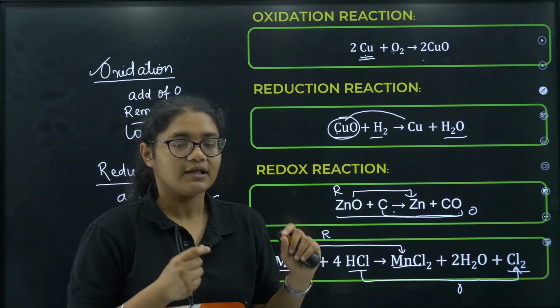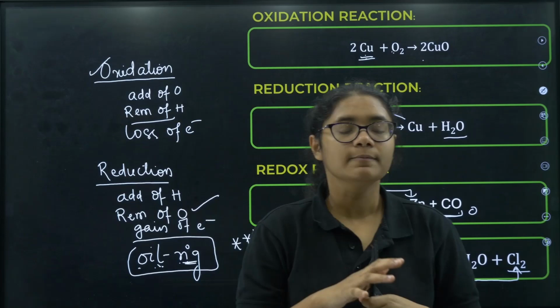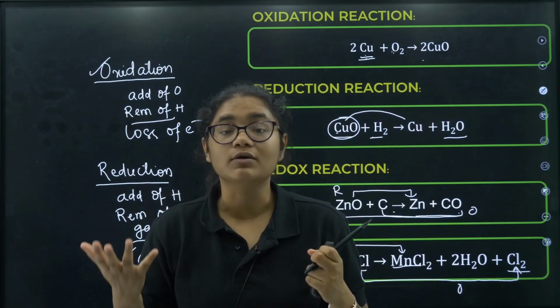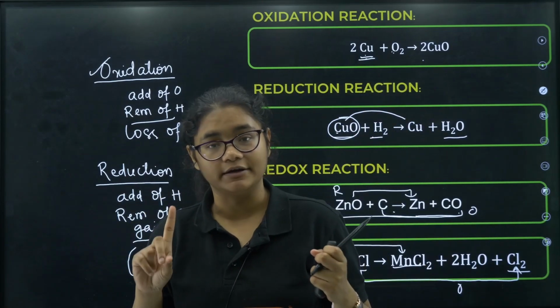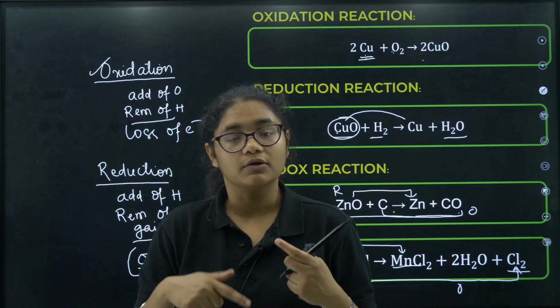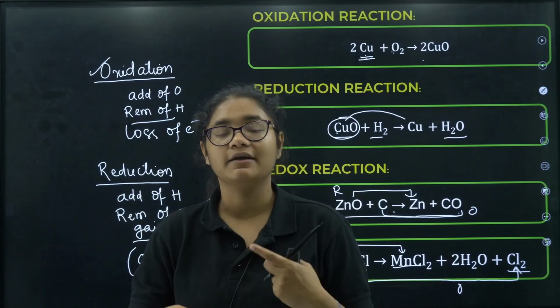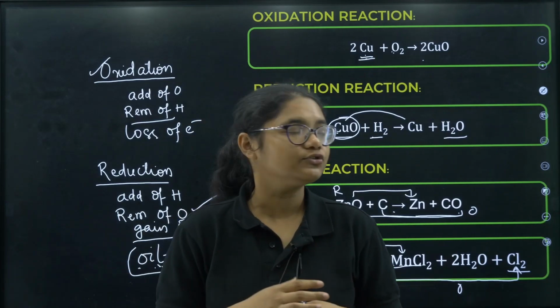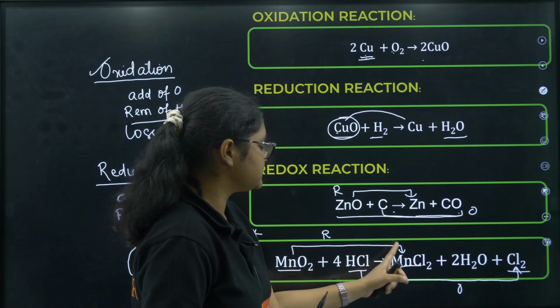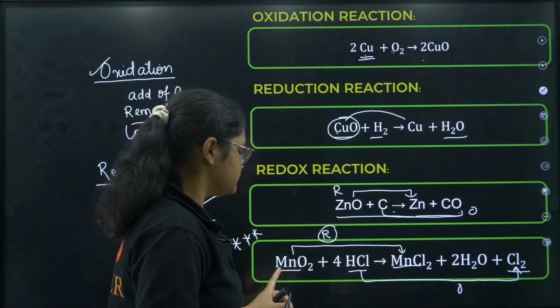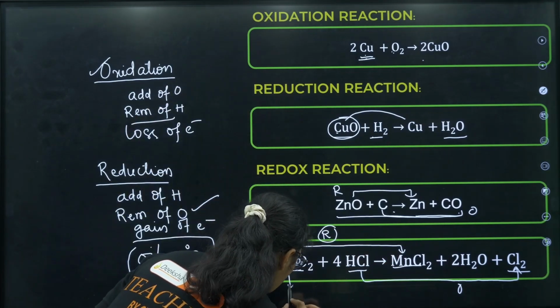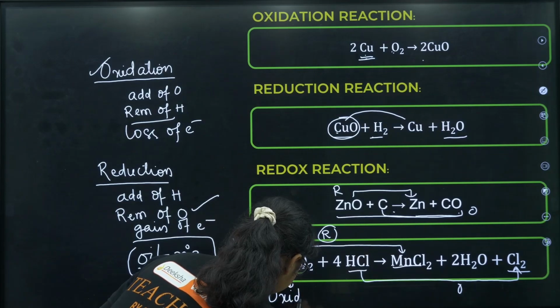the oxidizing agent. Here a very simple rule is followed. The compound which undergoes oxidation will behave as a reducing agent. The compound which undergoes reduction will behave as an oxidizing agent. So if you see here, MnO2 is undergoing what? Reduction, right? So MnO2 will behave as an oxidizing agent.